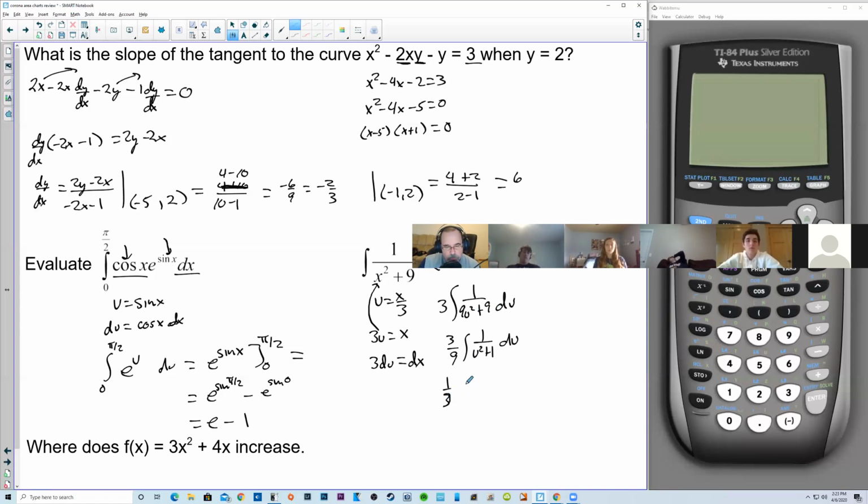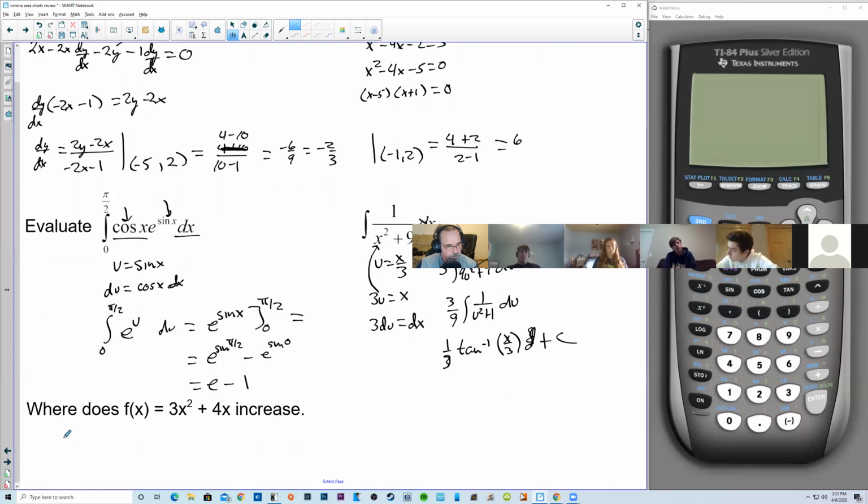That's a 3. 1/3 inverse tangent of u. Well, we know u is x over 3. Not dx, but plus c. Good there? Any questions? All right, last one.